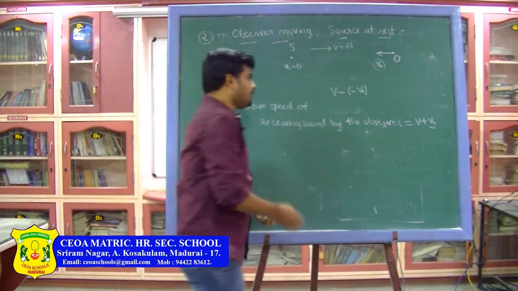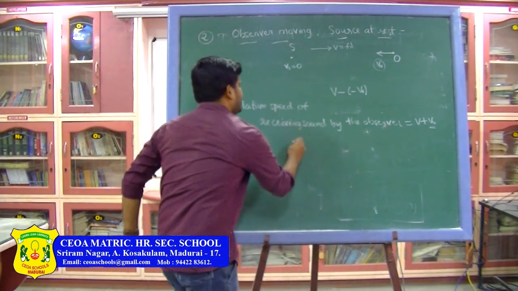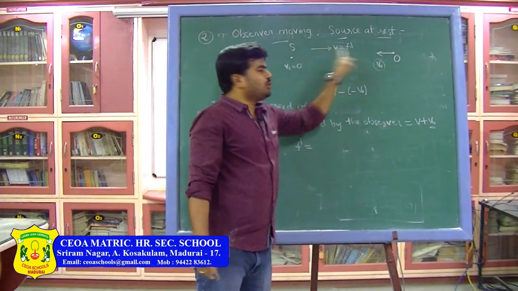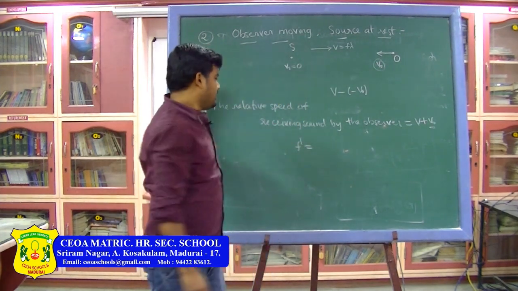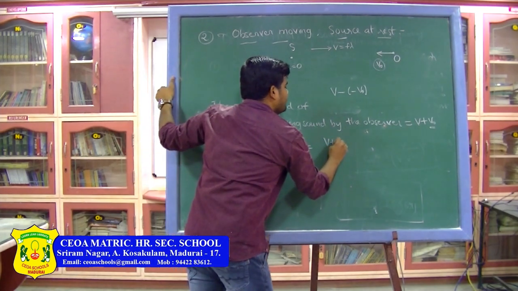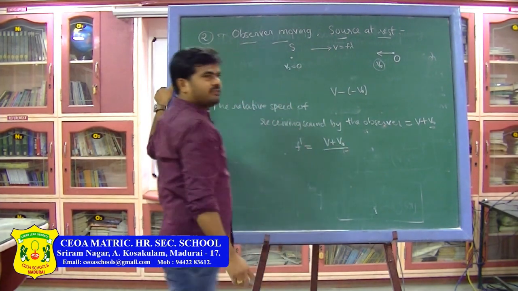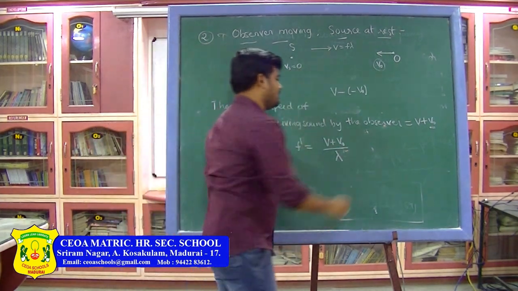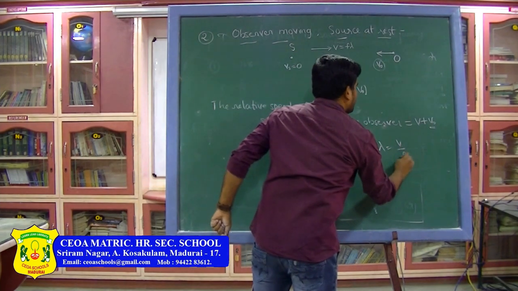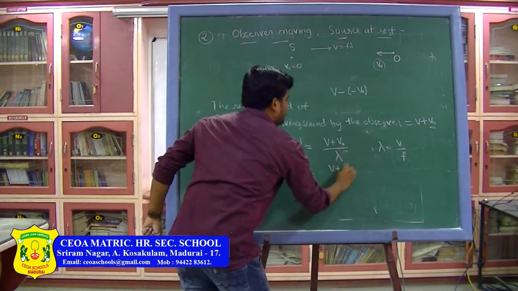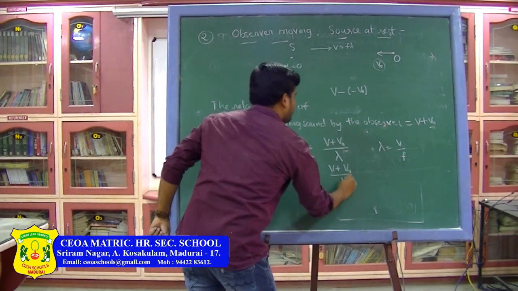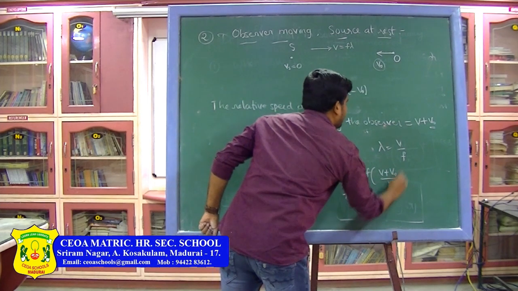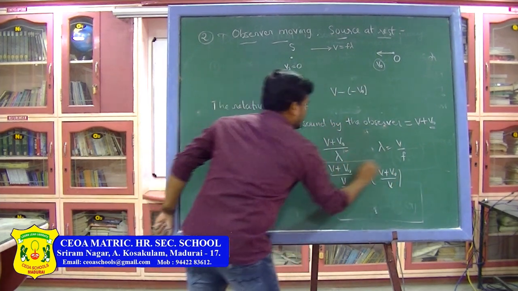Now, if f dash is the apparent frequency received by the observer due to his motion towards the source, that f dash is given by the speed with which he is receiving the waves, V plus V naught, divided by the wavelength. Using lambda equal to V divided by f and substituting here, you get the apparent frequency (V plus V naught) divided by (V by f), which is equal to f into (V plus V naught) divided by V. That is the apparent frequency value.